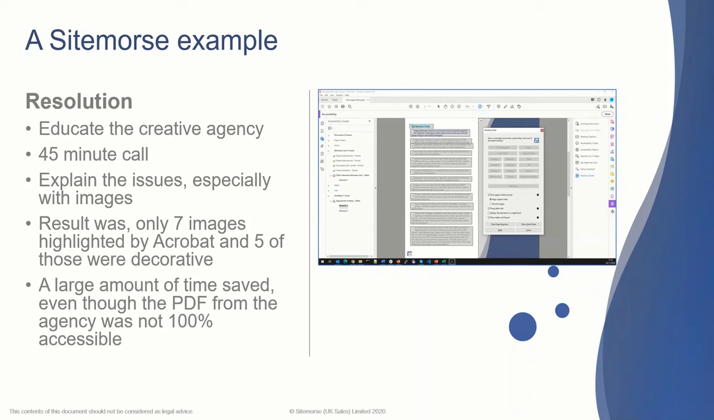The next time a PDF landed on my desk from them, Acrobat and Sitemorse only flagged 7 images. 5 of those provided nothing extra than the accompanying text, so I marked them as decorative, leaving just 2 to add the alt text. Now, the really interesting thing about this whole exercise is that what the agency provided to me still was not 100% accessible. There were still a couple of things I had to do with the alt text and tidy another couple of things up, but it was far easier than what had been provided before, without increasing the cost of production.